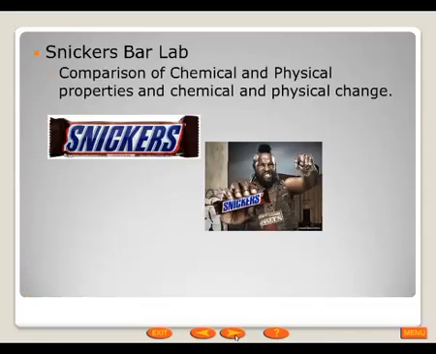So our Snickers bar lab. In our Snickers bar lab, we're going to compare chemical and physical properties. And we're going to observe chemical and physical change and how they occur. It's important that for that lab, you need to make sure that you are following the directions completely. Don't skip on any of the directions, and follow them exactly as they are inside of the lab sheet.